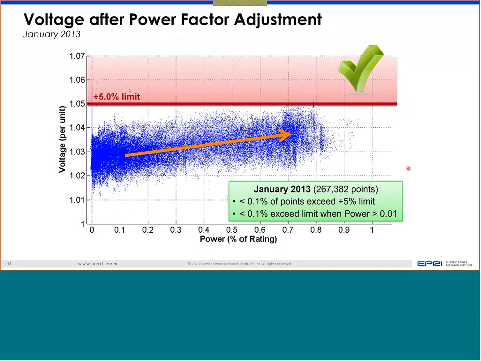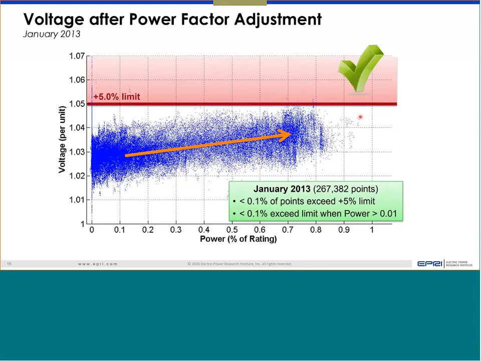Anyway, after recognizing the problem, they went back and fixed the power factor, I think around 0.97 absorbing. After that, you can see on January 13, when he plotted the data for the month, there is almost no point, even when the plant was generating at 0.9, 0.95, where it was crossing the 105 limit.